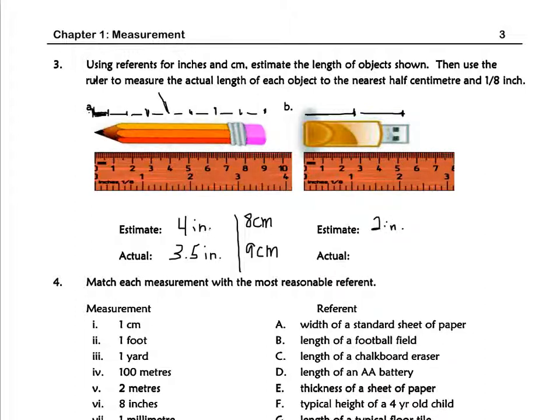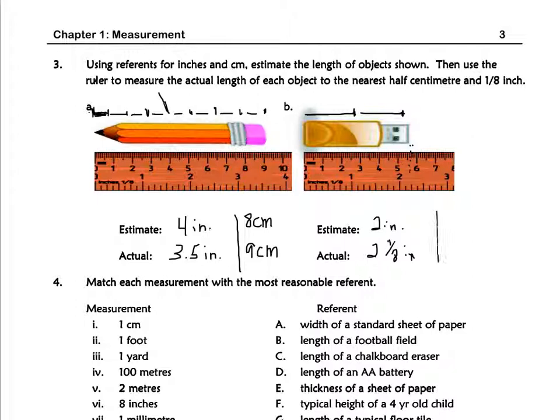And when I look at the ruler, it's actually about 2, and these are in 1, 2, 3, 4, 5, 6, 7, 8. These markings on the inch side are 1/8. So it looks like if I were to line that end up there, it's about 2 1/8 of an inch.